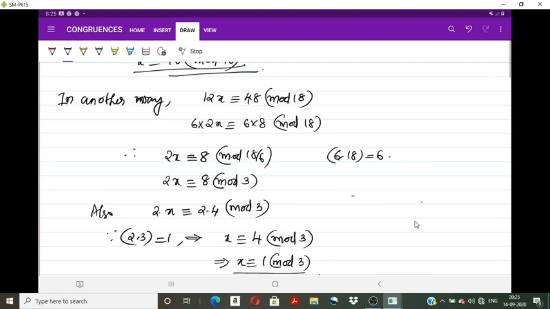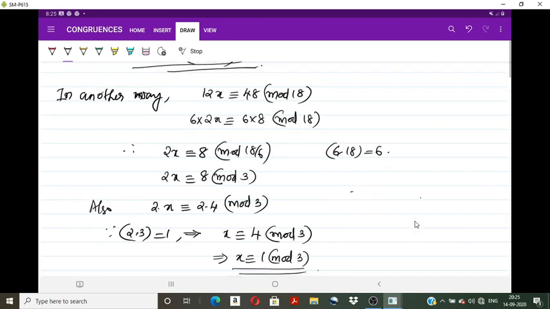In another way, we can solve this. Our linear congruence is 12x congruent to 48 modulo 18. 12x we can write as 6 into 2x congruent to 6 into 8 modulo 18. So 6 is a common factor here, and also GCD of 6, 18 is equal to 6. Then by the cancellation property of congruences, we have 2x congruent to 8 modulo 18 by 6, that is 2x congruent to 8 modulo 3.